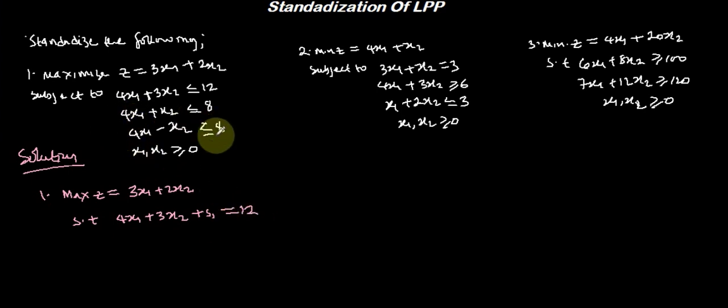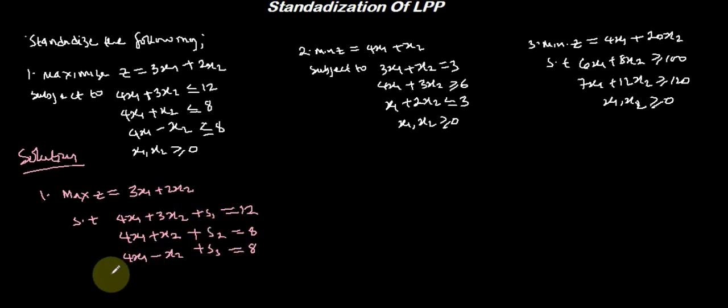12. So for the second one here, we have 4x1 plus x2. This will also be plus s2 now, which will be equal to 8. For the third one, we are going to have 4x1 minus x2 plus s3, which will be equal to 8 as well. So now our non-negative condition will be x1, x2, and now include our slack variables s1, s2, s3, all greater than or equal to 0. So that is how to standardize this LPP.